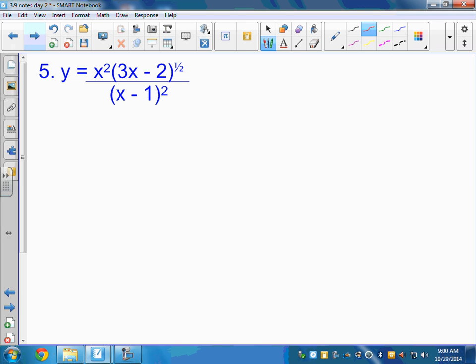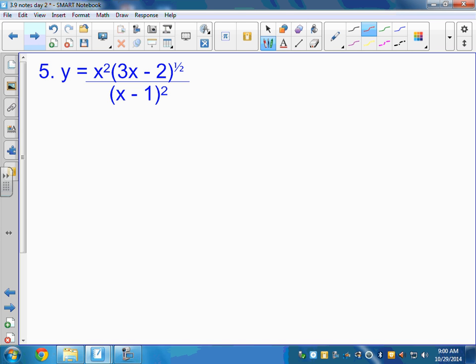Technically speaking, we could take the derivative of this as is. We could do the quotient rule. We could do the product rule as we take the derivative on the top, which would also entail doing the chain rule. But it's going to be a whole lot of steps, which I'm not going to lie, log differentiation, you might just decide that you'd rather do it this way.